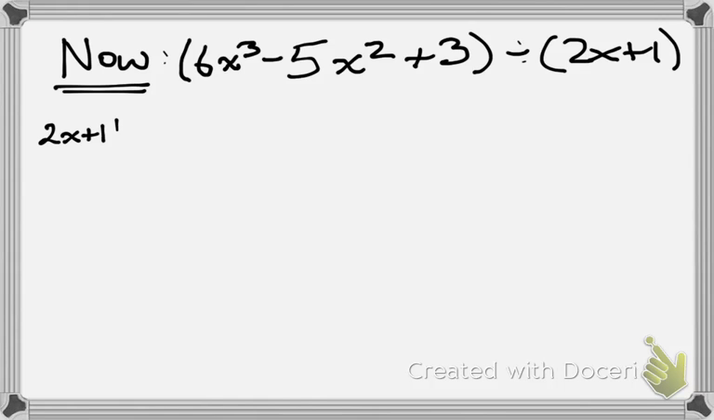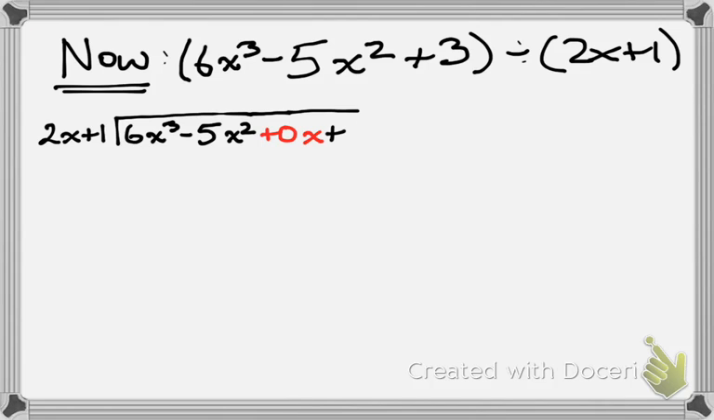So let's set it up the same way. So 2x plus 1 into 6x cubed minus 5x squared. Now notice that we don't have an x term, so I don't have anything with x. So just to keep spacing, I'm going to put in a plus 0x. Not that that does anything, it just makes everything look better. And then I have my plus 3. Okay? So now the first question is 2x into 6x cubed. So 2 into 6 is 3, and x into x cubed is x squared.